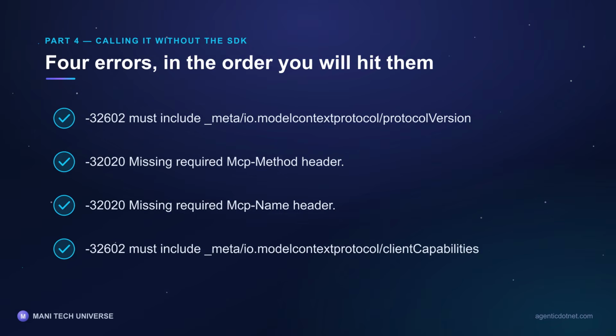Right, part 4, and this is my favorite bit. Suppose you are not using the official C# client. You're calling MCP from curl, or from a language with no SDK, or you're debugging what's actually on the wire. You ask for the new protocol version, and the server starts refusing you. I hit 4 errors, in this exact order, and I want to walk into every one of them on camera. Because each error is the protocol telling you about something a session used to remember on your behalf.